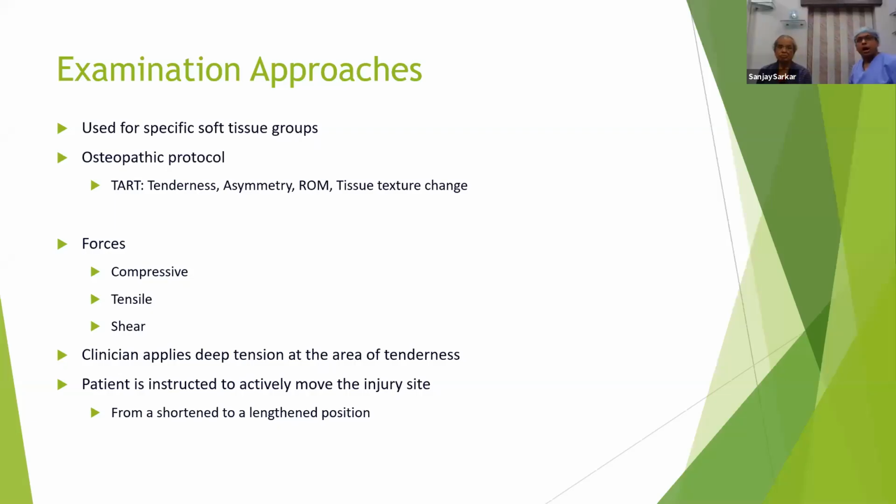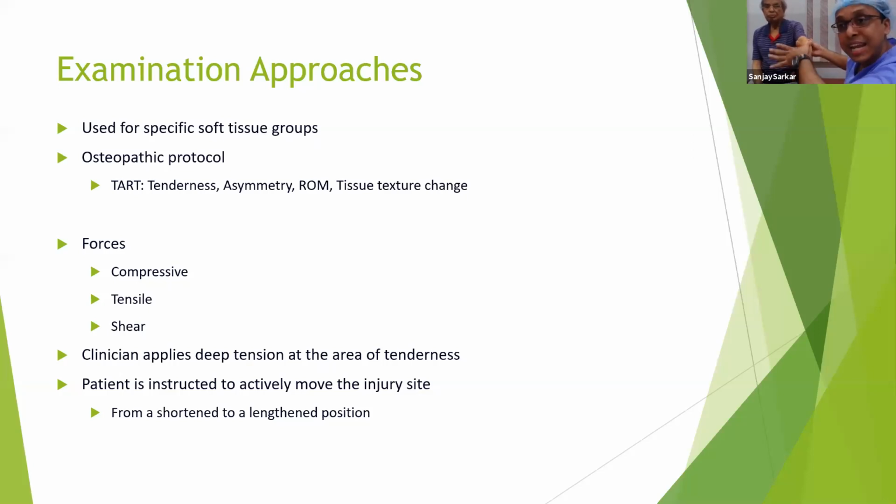Basically, the forces could be compressive, tensile, or shear. For example, tennis elbow: most of the pain is in the common extensor origin. So let's say over here is the common extensor origin. Right over here, I am trying to palpate. If I am pressing on the ECRB, common extensor tendon origin, and he says I do have pain, that means it is obviously a tender area. So that tenderness is basically positive.